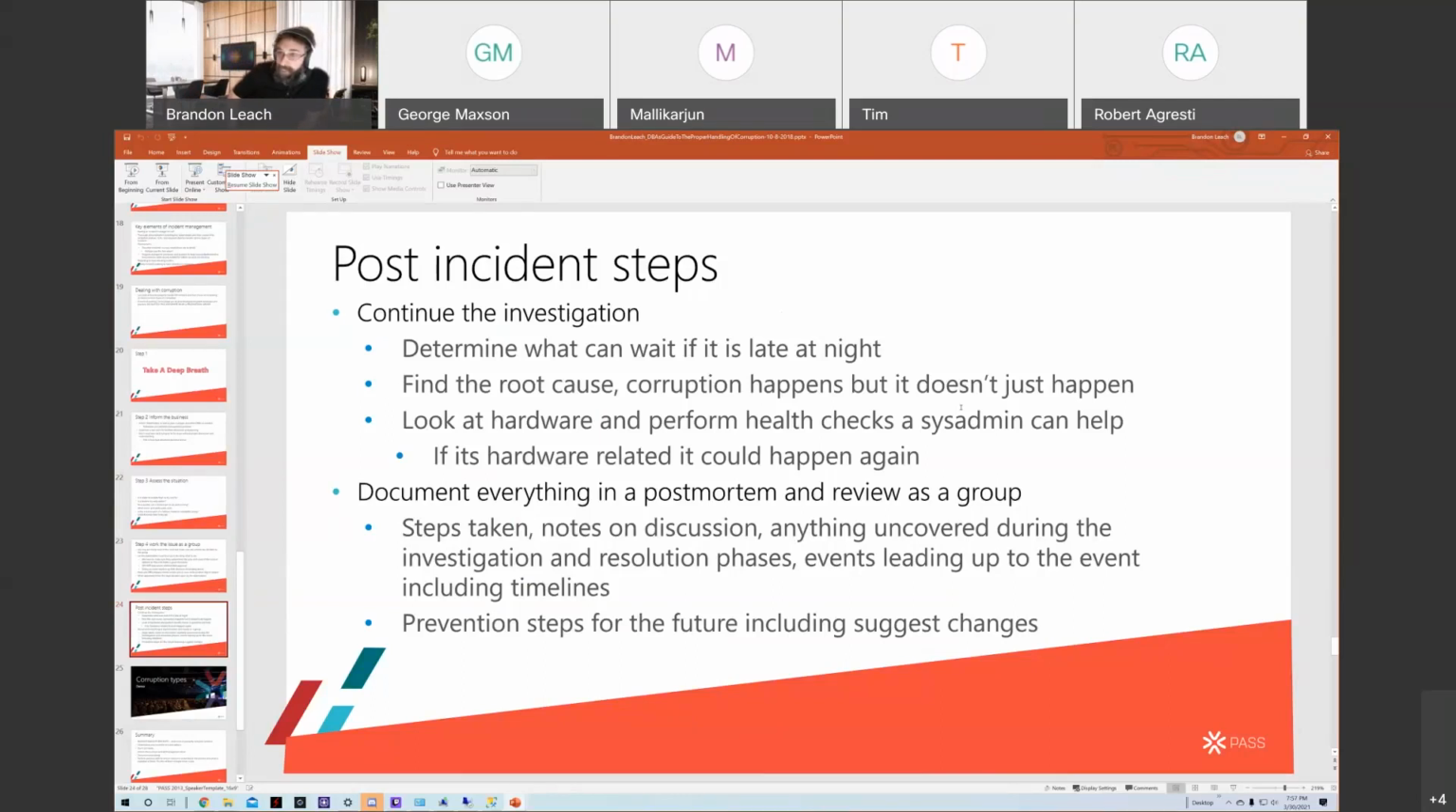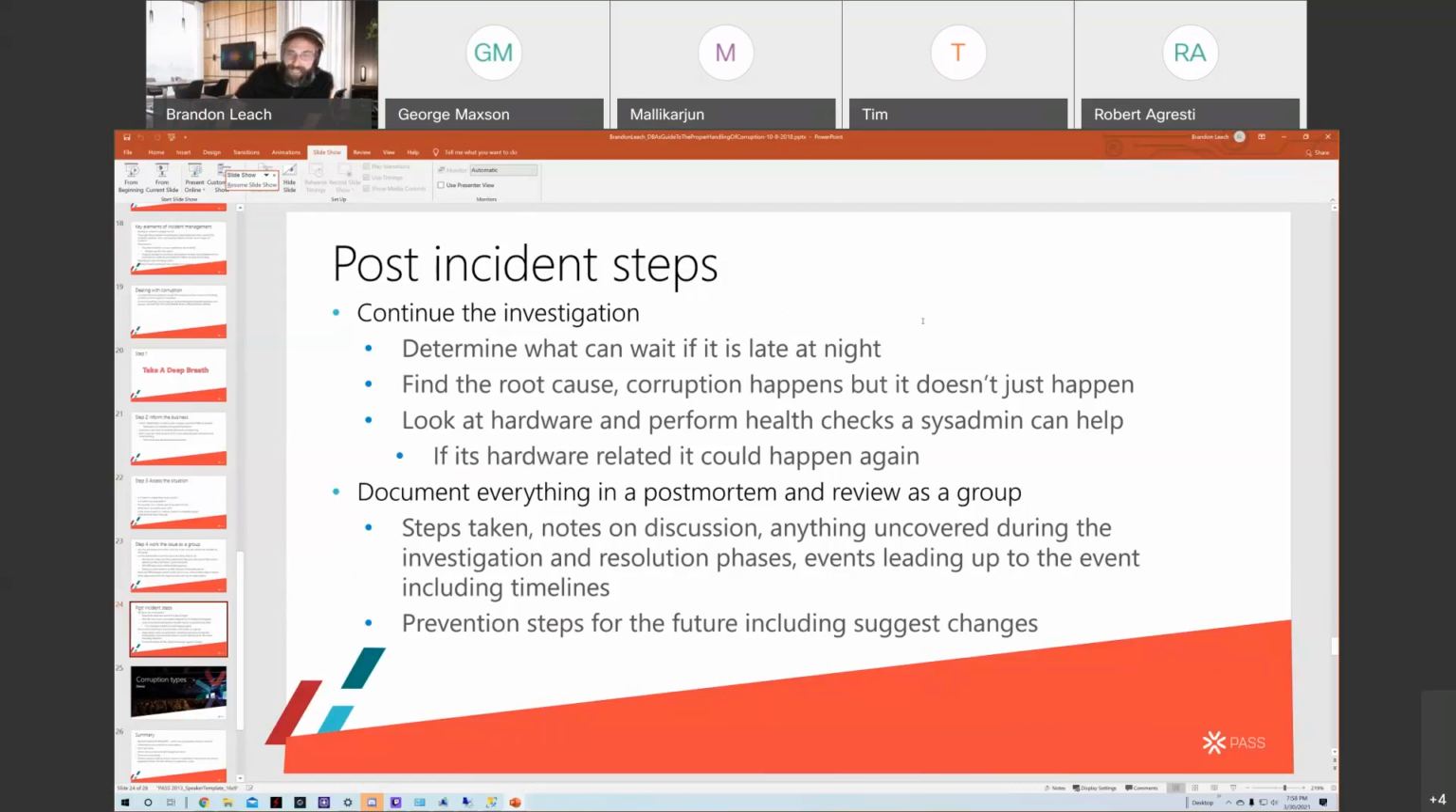Or maybe we don't fully have root cause, but we've gotten the database to a point where it's usable, right? So the rest of the investigation can occur when you get in the next day. What we want to avoid though is losing data. So anything that you worry you might lose, you want to gather that up, right?